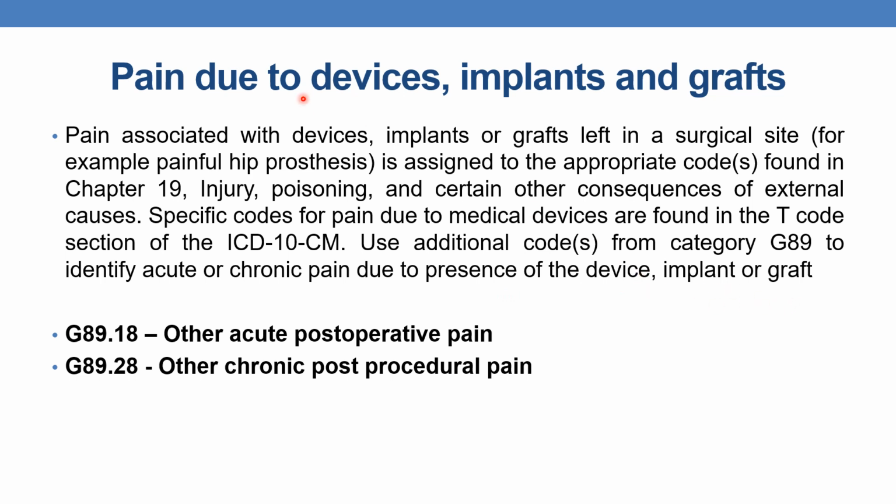Whenever we are coding pain for a device, implant or graft, first the codes from the T category, that is chapter 19, will take PDX, followed by G89.18, other acute post-procedural pain, if the pain is acute, or G89.28, other chronic post-procedural pain, if the pain is chronic. These two codes can be assigned as SDX, not PDX, whenever we are treating pain due to devices, implants and grafts.